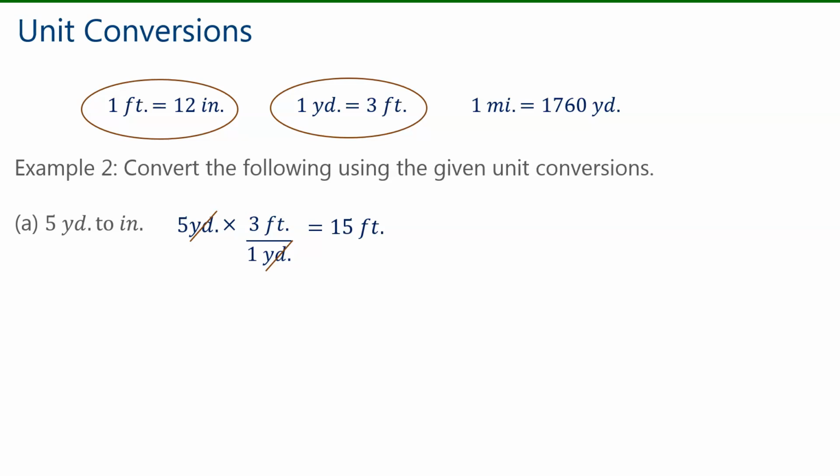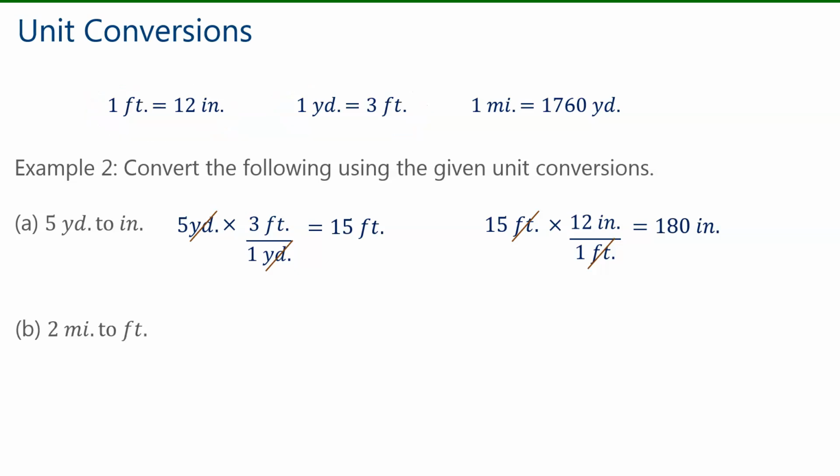So now we got to change this to inches. So we have 15 feet multiplied by 12 inches over 1 foot. So cancel the units and then multiply 15 with 12. That would give you 180 inches. So sometimes you may need to use multiple conversions to get what you want.